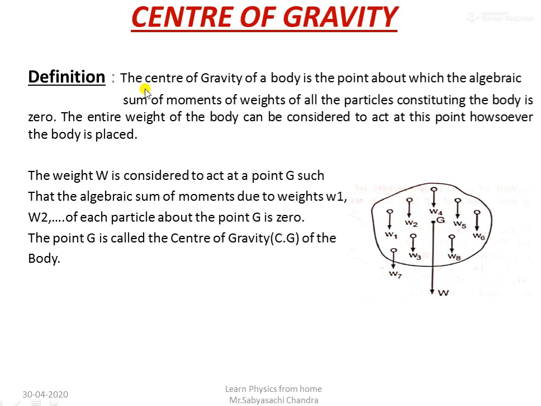The definition is, the center of gravity of a body is the point about which the algebraic sum of moments of weights of all the particles constituting the body is 0. It's clear. The entire weight of the body can be considered to act at this point, however the body is placed. What I described here is written here, so you can write it and you can see it. It's quite easy. Now let's see the next slide.